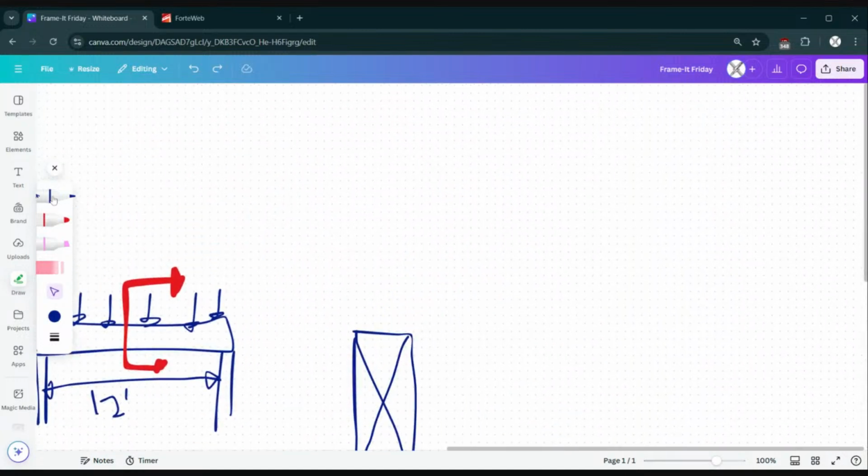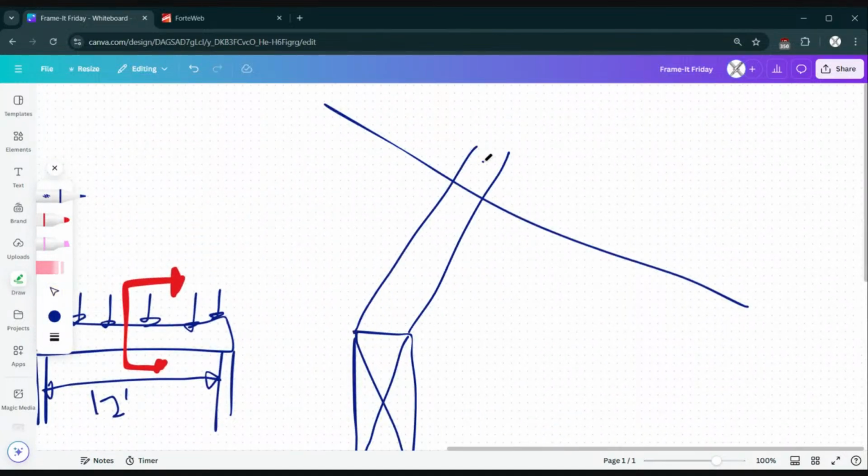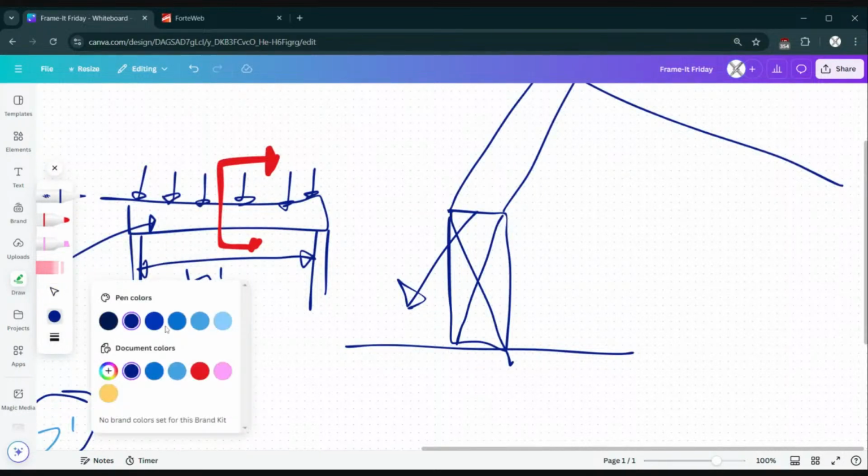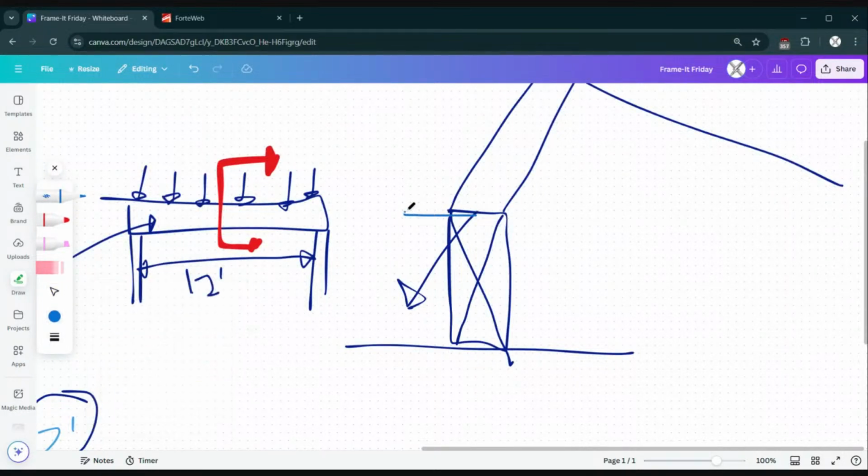For example, if there was a roof plane above this like this, and I had a roof brace coming down like this, then what's happening is I'm actually introducing an angular side load to this beam. And so there's a portion of the load that is going this direction and a portion of that load going straight down.